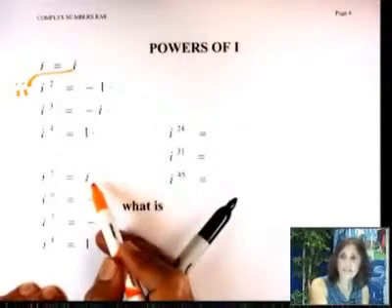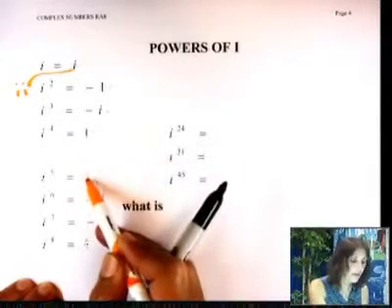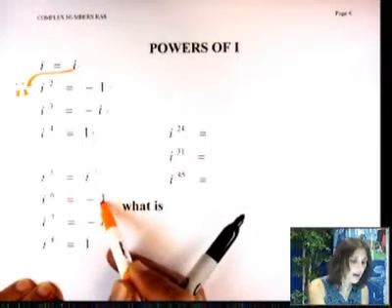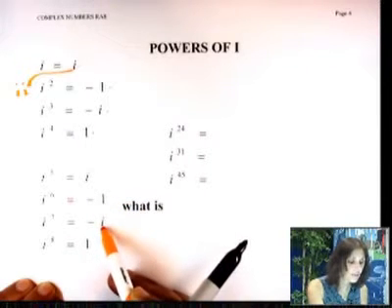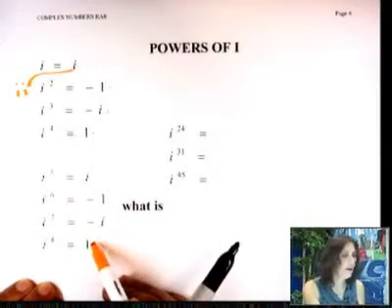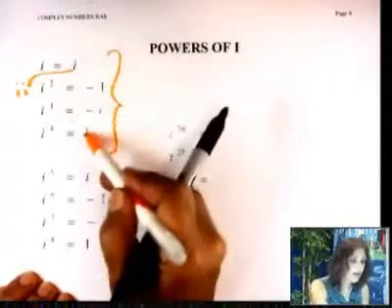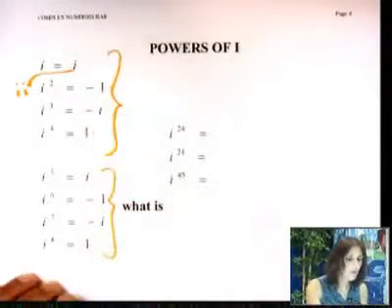Now let's go to the next step. Multiply that by i, you get i. Multiply this by i, you get -1. Multiply this by i, you get -i. Multiply this by i, you get 1. Oh, all of a sudden I see a pattern. i, -1, -i, 1. i, -1, -i, 1.